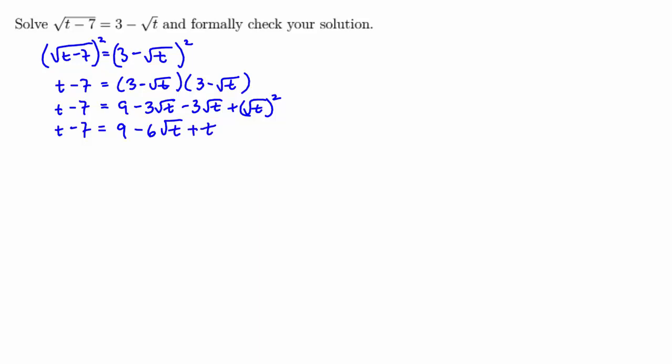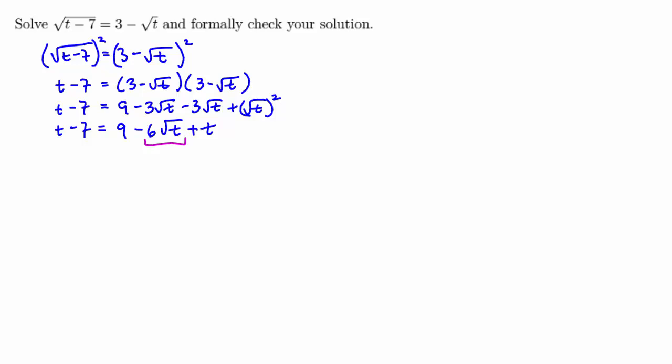At this point, I have a simpler equation, but I still have a radical inside it. So we're going to take the same approach we had the first time, which is to isolate the radical and then square each side. So the radical that remains is negative 6 times the square root of t. So I'm going to isolate that square root of t and then apply that process of squaring each side again. To do so, I want to simplify each side.